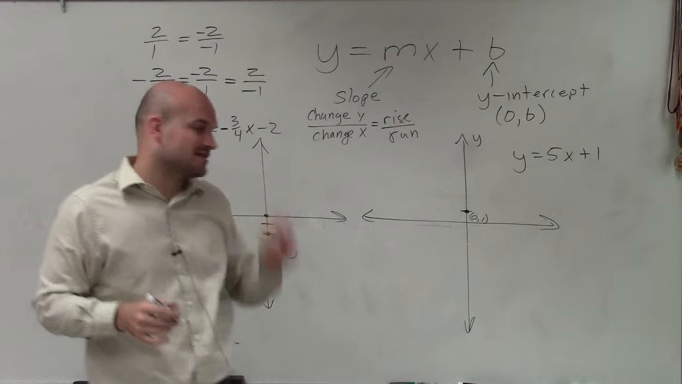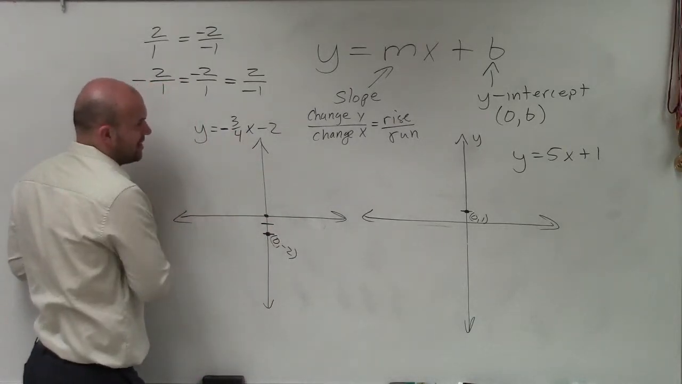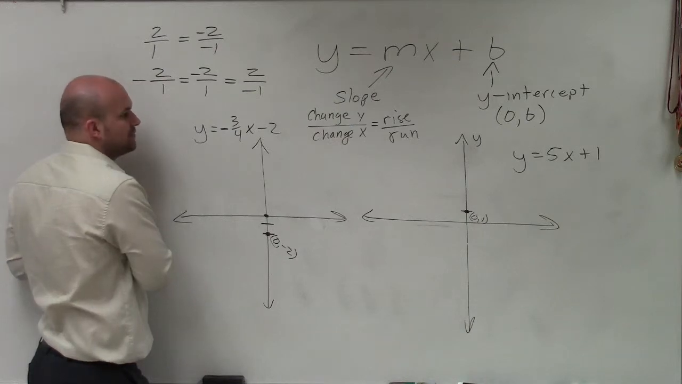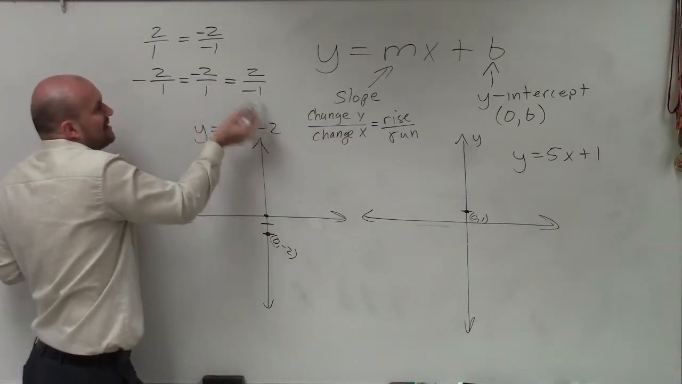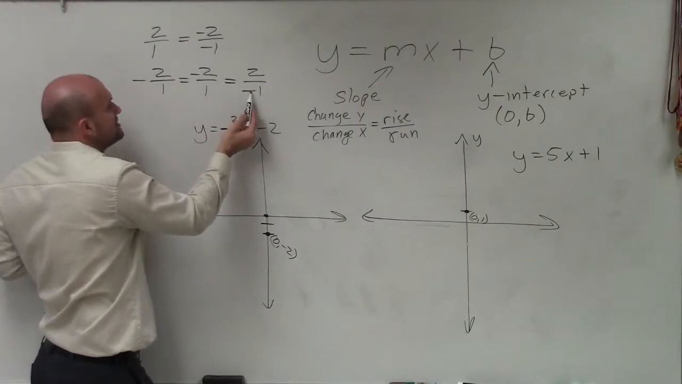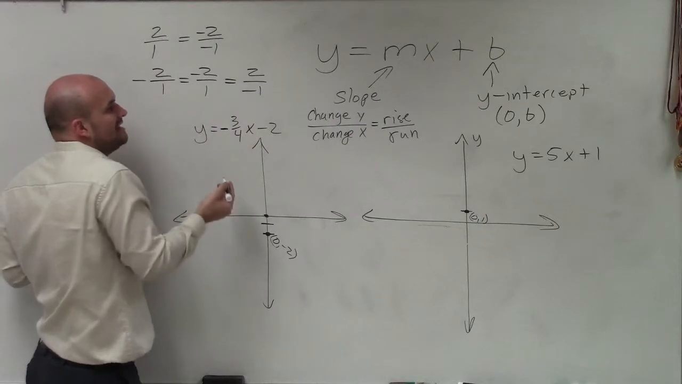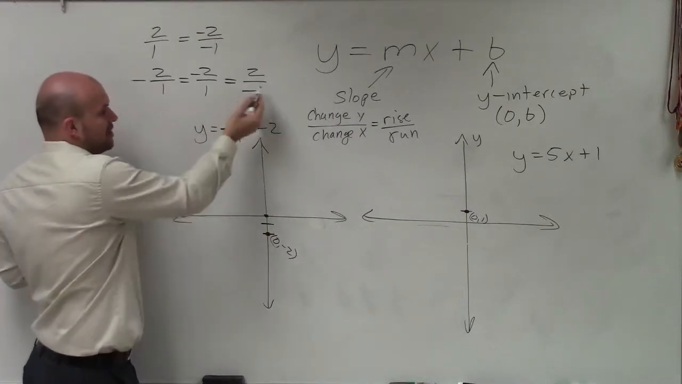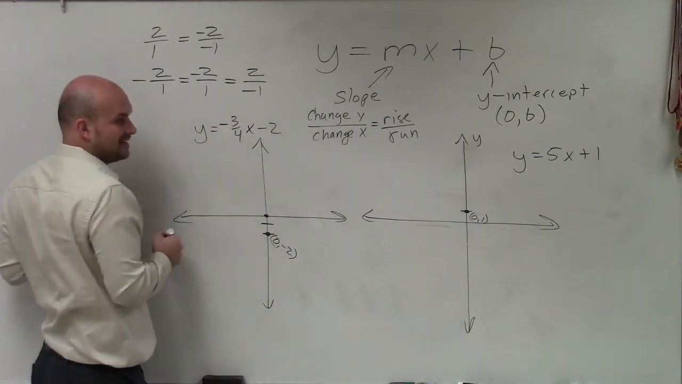And I'll show you how that's going to work right here. So we have our y-intercept plotted. Now I have my slope, which is negative 3 over 4. And to graph this, I really just need to decide where I want the negative sign to be. It doesn't matter if it's in the numerator or in the denominator, because all of these are going to equal negative 3 over 4. So I just need to choose.